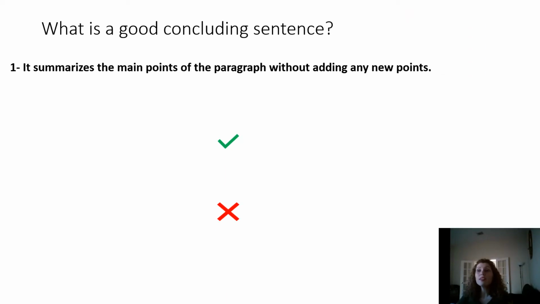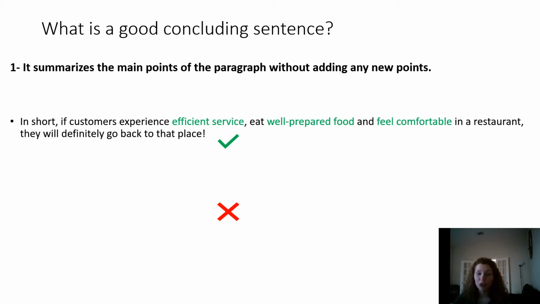Okay, so what is the first characteristic of a good concluding sentence? The first characteristic of a good concluding sentence is that it summarizes the main points of the paragraph without adding any new points. Now let's have a look at two examples, an example of a good and an example of a bad concluding sentence. The first one is a good one.